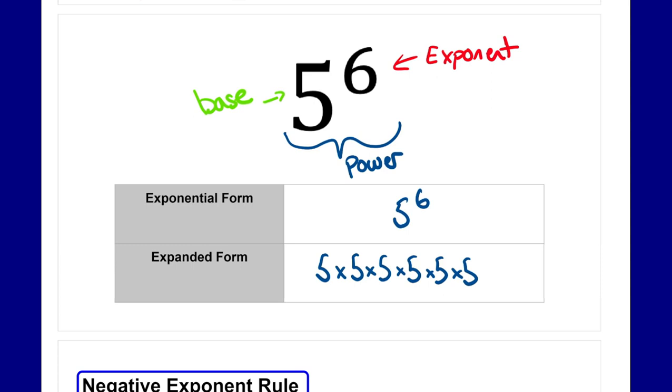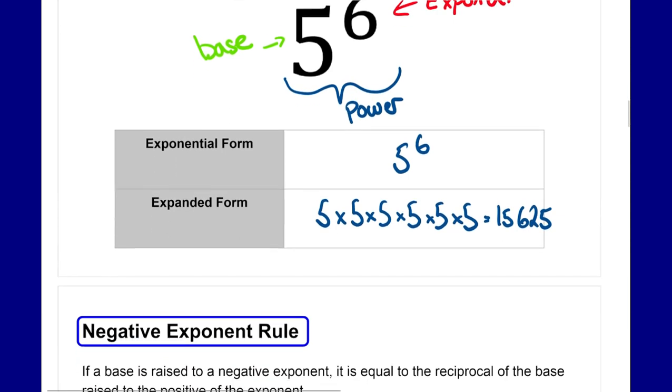So this actually represents 5 times itself 6 times, or the base multiplied by itself however many times the exponent tells us. So if we punch this into our calculator, either way we should get the same answer, same value, just represented a different way, 15,625. So we should be familiar with exponents, but what we're going to be doing now is looking at different types of exponents and some applications of them.